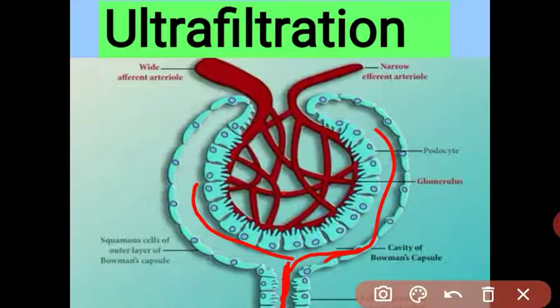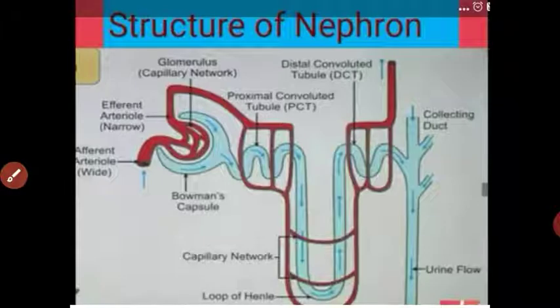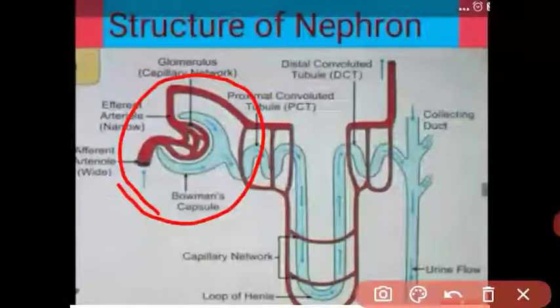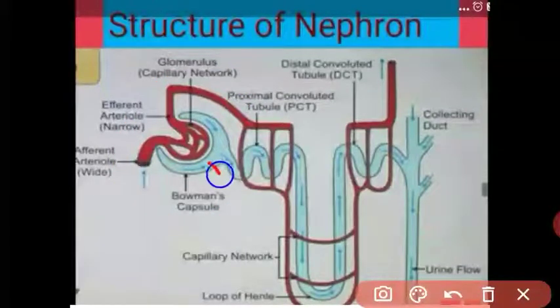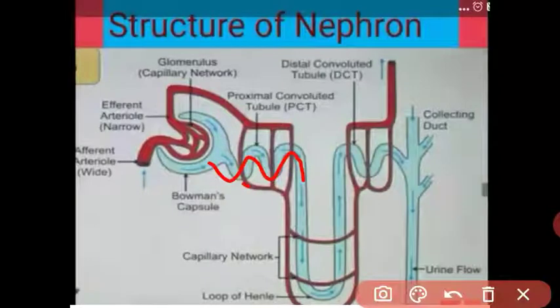This filtration is called ultrafiltration, and the filtrate contains not only nitrogenous waste but also glucose molecules, amino acids, protein, and excess water, meaning many useful substances. These useful substances pass into the renal tubules. When ultrafiltration occurs in the Bowman capsule, the glomerular filtrate passes to the renal tubules. This is the renal tubules.